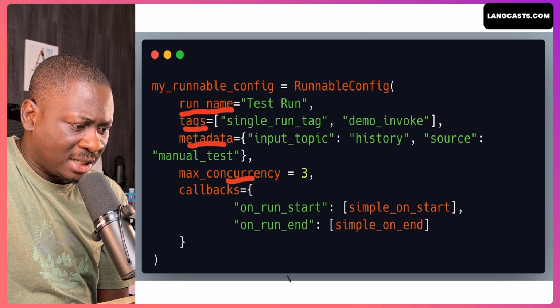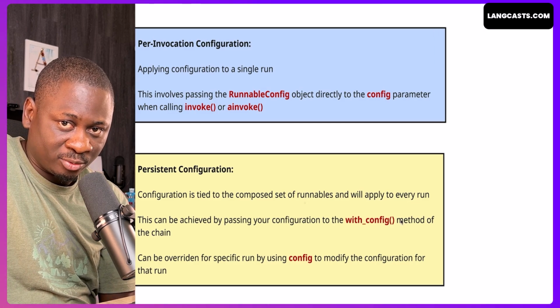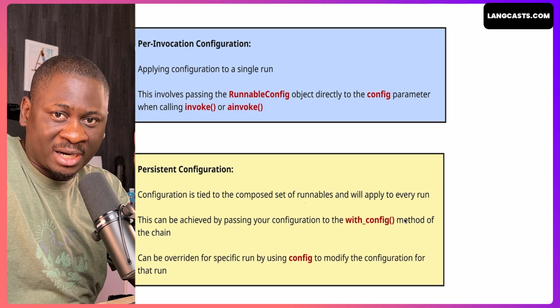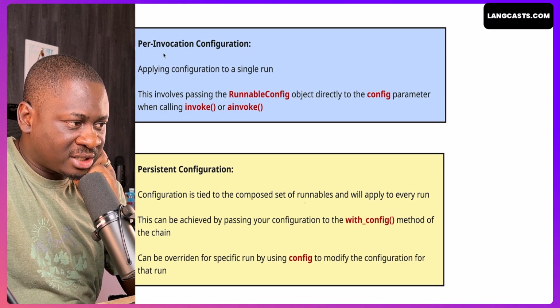So now, how can the configuration be implemented? We just saw how we can create the configuration, but how can it be implemented? Now, you can implement it in 2 ways. The first is per-invocation.